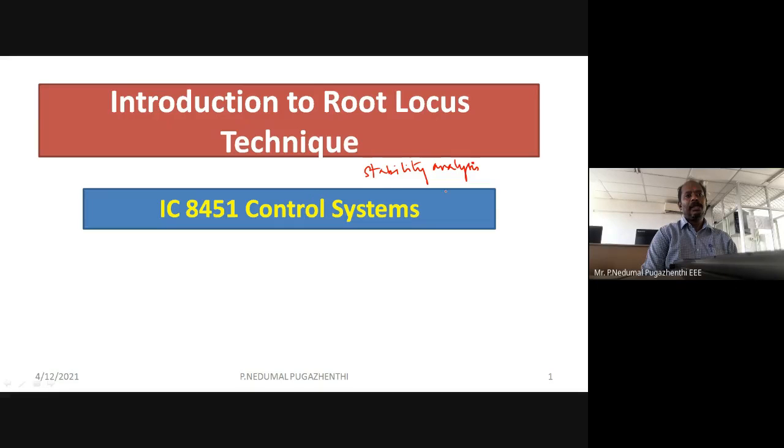We can comment about the stability of the given transfer function or system after we have drawn the root locus diagram, the graphical approach. We can see how far the system is from the verge of stability. It is a graphical technique available to analyze the system in time domain. We have it in the second unit, which comes under time domain analysis.